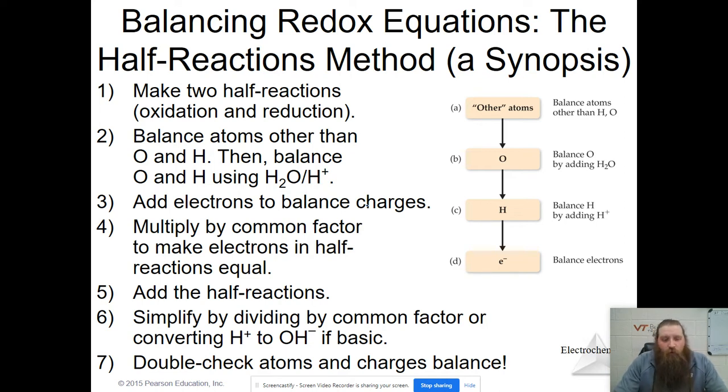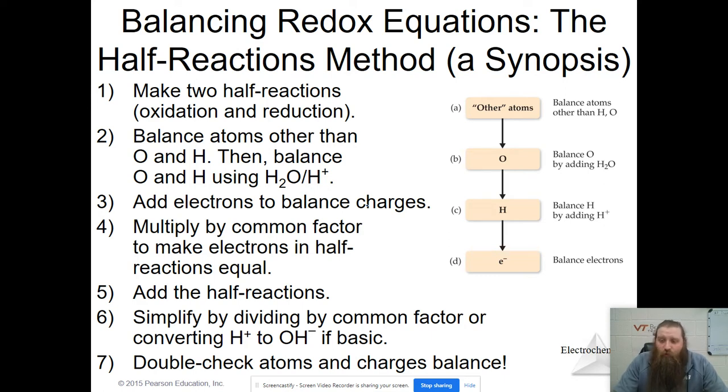In order to do this, we follow these 7 steps here on the left. We make our 2 half reactions, 1 oxidation, 1 reduction. We're going to balance all of the atoms other than O and H, right? Then do O and H. Add electrons to figure out your charges. If we need to, we can multiply by some common factors to make our electrons in both half reactions equal. Add the 2 reactions up, just like we did with the Hess's law problem, and then we can simplify that out if we need to.